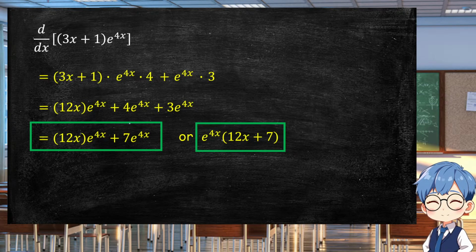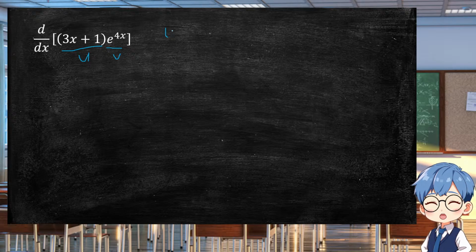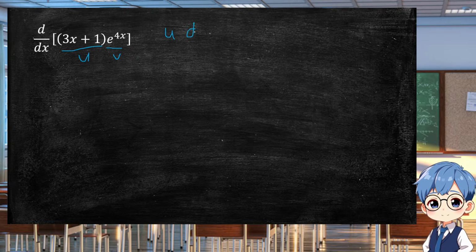So again, in this scenario, our u is 3x plus 1. Our v is e to the power of 4x. So our formula is u dv plus v du.